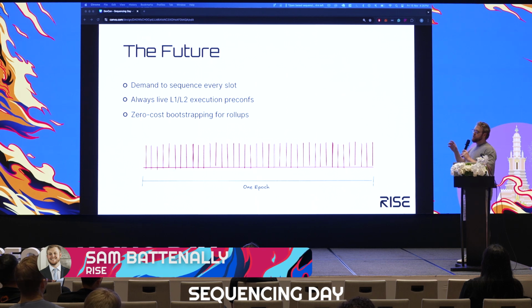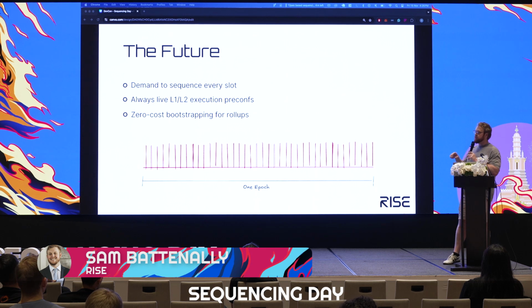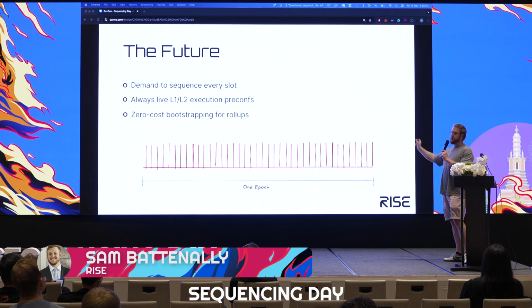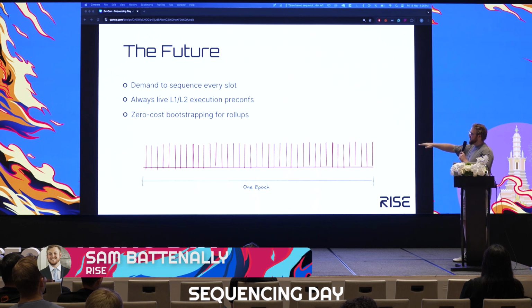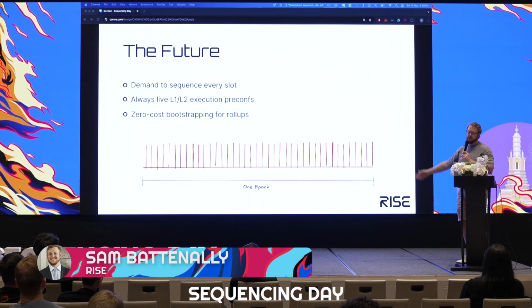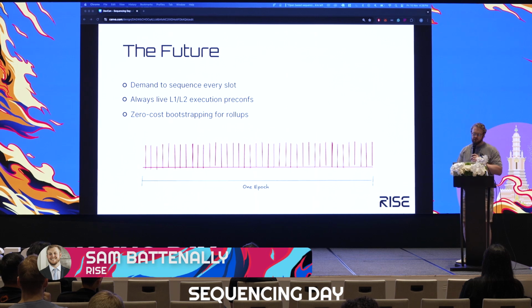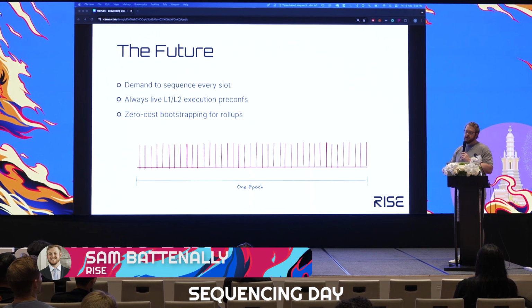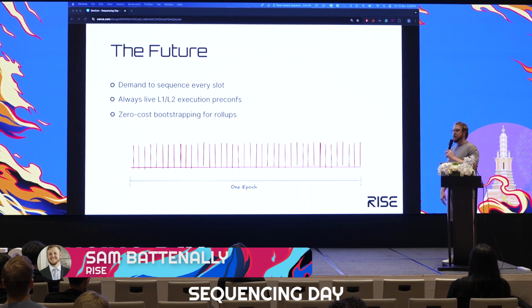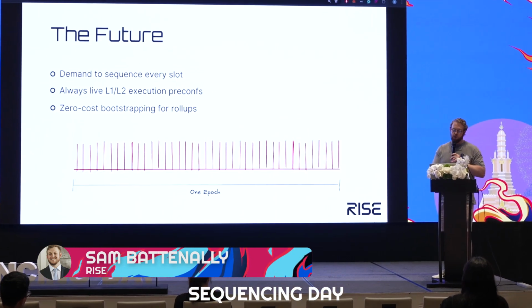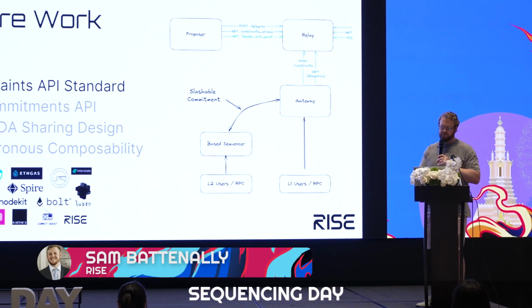So at the moment you can do L1, L2 execution pre-comps, but it's only for the small period, the 12-second period of the active slot. So you're going to get this idle demand and then a spike when there is that one 12-second slot. Whereas if we start filling up all the slots, we have an always live. So we have liveness for L1, L2 pre-comps, which is pretty cool. And then another secondary effect is that you get to this zero-cost bootstrapping world, which is pretty exciting.